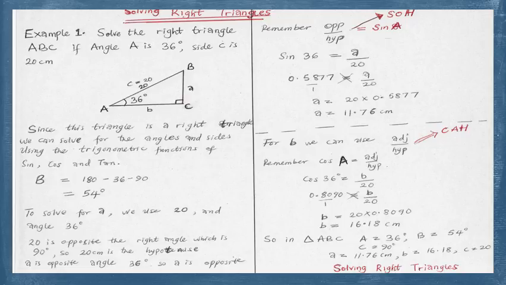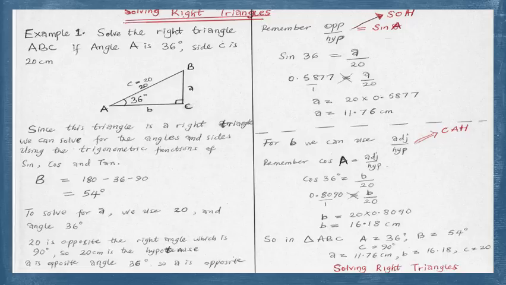Since this triangle is a right triangle, what do we mean by a right triangle? A right triangle is a triangle that contains a right angle. You see this corner here? It's a right angle. Whichever triangle you see that has this corner, it just means that this angle here is 90 degrees. Wherever you have a 90 degree angle, it is also a right triangle, even if you don't see the corner.